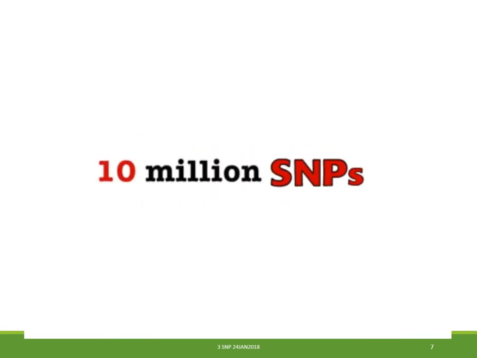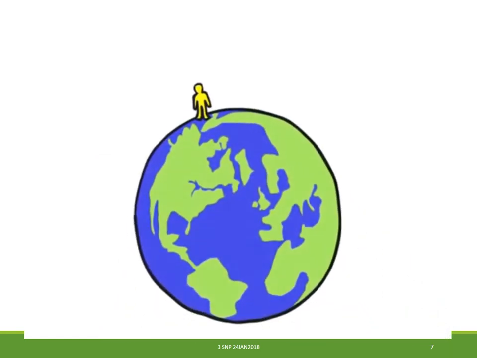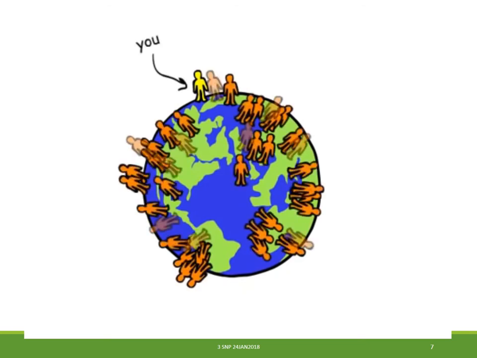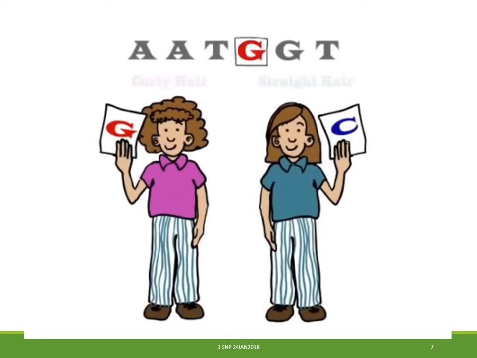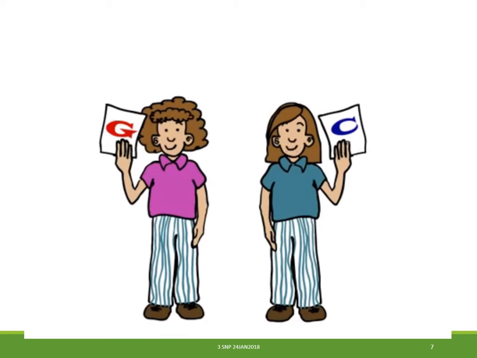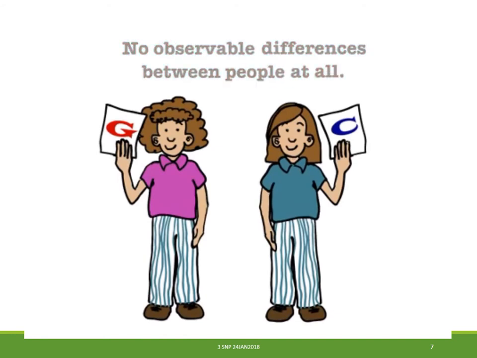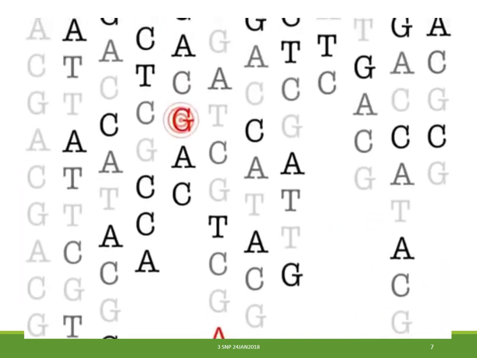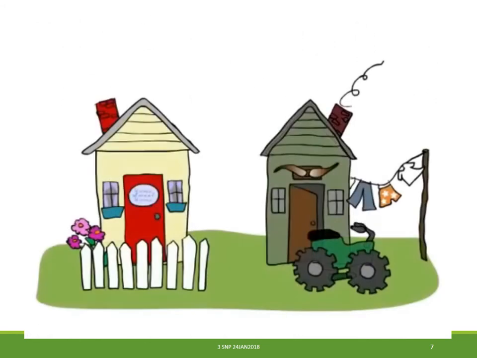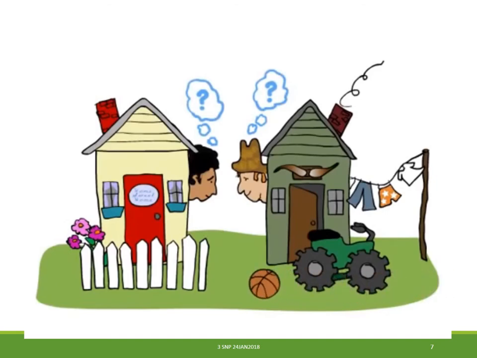There are around 10 million SNPs in the human genome, which account for many of the genetic differences between you and everyone else on the planet. Some SNPs account for differences in appearance. Others can affect how we develop diseases or respond to drugs. Most SNPs, however, seem to lead to no observable differences between people at all. Since variants are passed down from one generation to the next, the number of differences between your DNA and your neighbor's can tell you how closely you are related to each other.